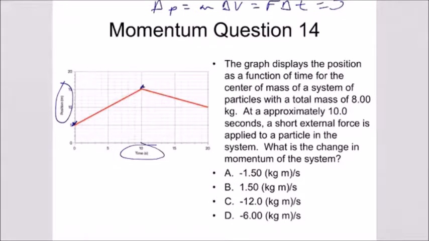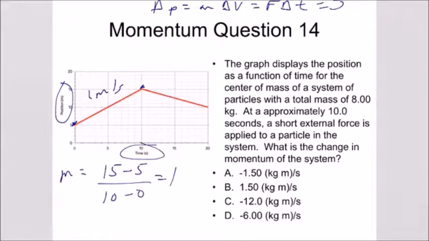So if we find the slope here, we'll say slope equals the y at 10 seconds, which looks like it's 15, minus the y at 0, which is 5, over change in x, well, 10 minus 0. So when we get that slope, that's going to be 10 on top, 10 on the bottom. Slope's going to be 1. So the initial velocity is 1 meter per second.